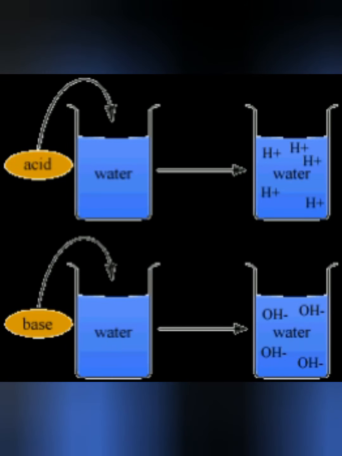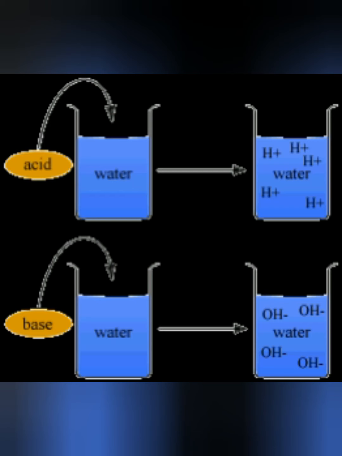Whenever we pour acid in water, it dissociates into H plus ions. Ions, I have told you, are charged particles. So acid dissociates into H plus. H plus means positive ion, that is a cation. And whenever a base is poured in water, it dissociates into OH minus ion. Minus means it's a charged particle, an ion only, but with negative charge.